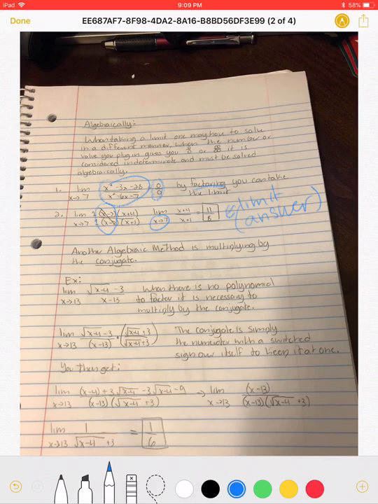Another algebraic method is multiplying by the conjugate. An example for multiplying by the conjugate is the limit as x approaches 13 for the square root of x minus 4, minus 3, over x minus 13. When there is no polynomial to factor, it is necessary to multiply by the conjugate. The polynomial cannot be factored, therefore you have to multiply by the conjugate.